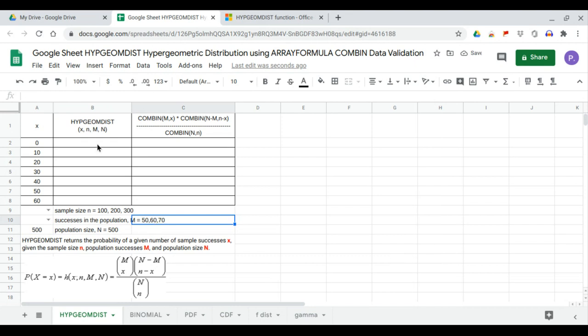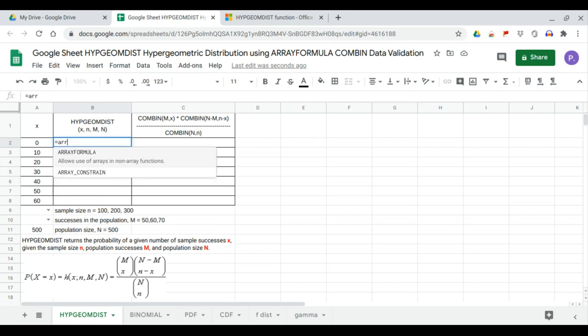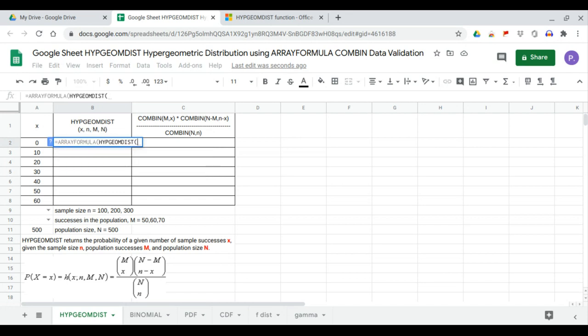We will use the HYPGEOMDIST to generate the dataset. So HYPGEOMDIST as an array formula: HYPGEOMDIST of the x values, where n is the sample size, m is the successes in the population, and the total population is 500.